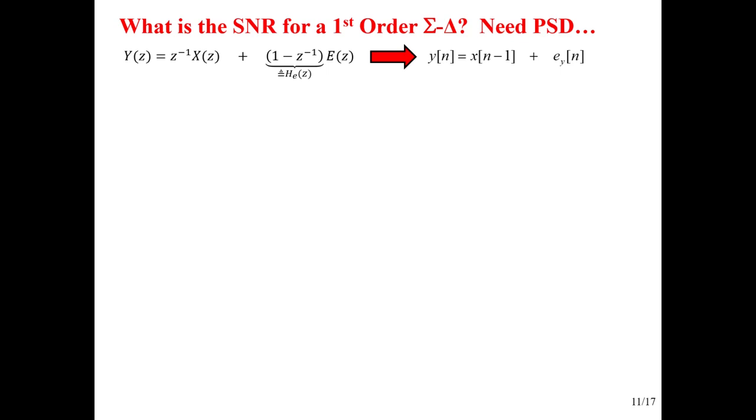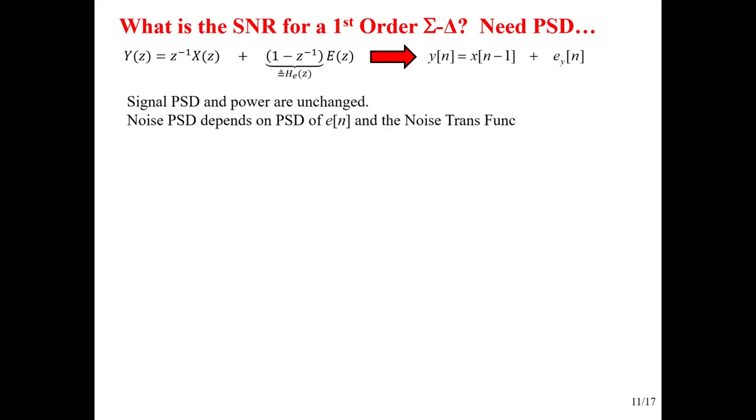So if we apply these ideas in the time domain, we'll have something like this. We have our x of n minus 1. We'll just call the signal here e sub y of n. So the power spectral density isn't changed at all. You shift a signal back and forth, its power spectral density doesn't change. Power of the signal isn't changed. But the noise power spectral density now is going to be that flat power spectral density modified by the frequency response of that.